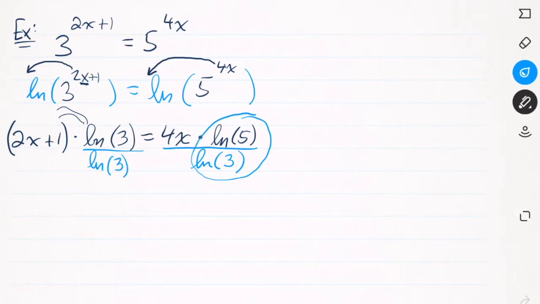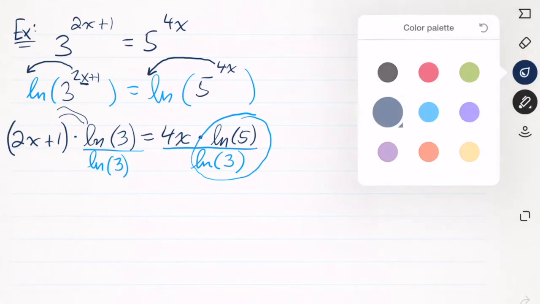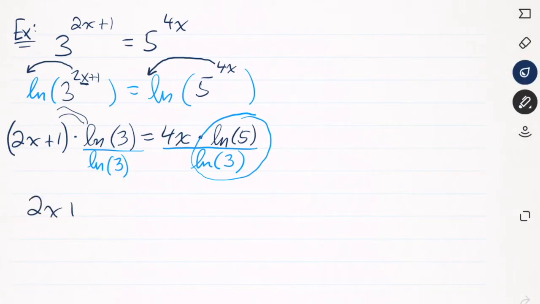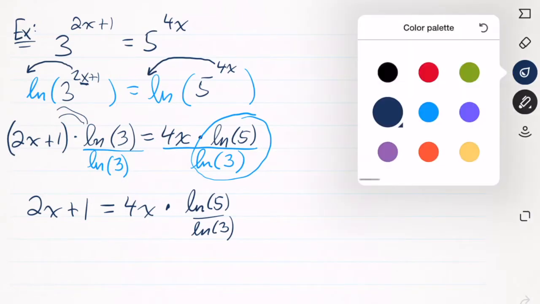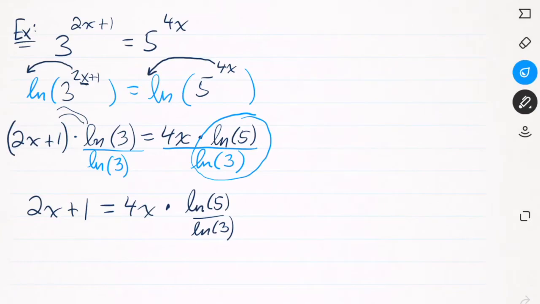So that leaves us with 2x plus 1 on this side. The ln of 3 has been moved, is equal to 4x times this ugly number, ln of 5 divided by ln of 3. All right, to keep solving for x, we're going to need to move the x's onto the same side. So I'm going to choose to subtract 2x from both sides. So if I subtract 2x, I'm going to get 1 equals 4x times this ugly number, and then minus 2x over here.